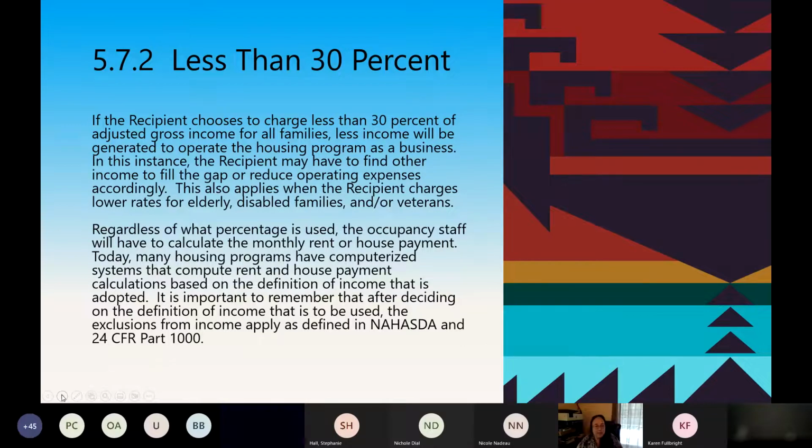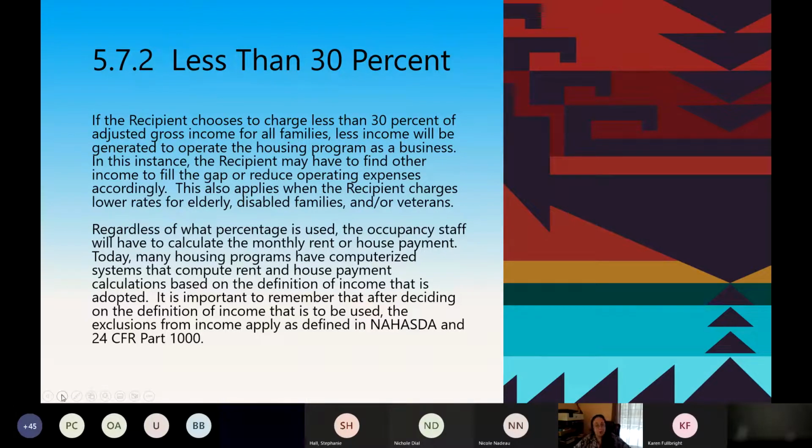So, less than 30%. If you choose to charge less than 30% of adjusted gross income for all families, less income will be generated to operate your housing program as a business. In this instance, the recipient may need to find other income to fill that gap or reduce your operating expenses. This also applies when the recipient charges lower rates for your elderly, disabled, veterans. Regardless of what percentage is used, your occupancy staff will have to calculate the monthly rent or house payment.